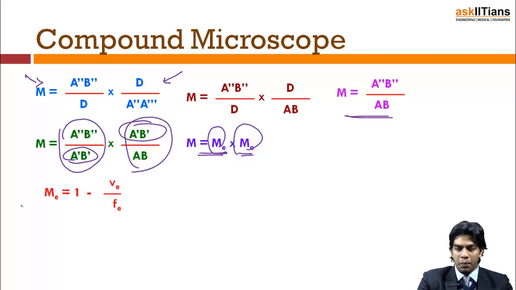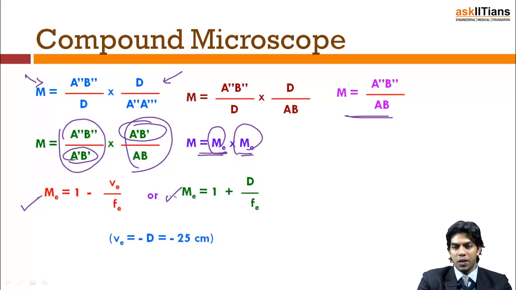So ME is 1 minus VE by FE. It's quite simple, we can easily procure it. And ME is also equal to 1 plus D by FE. Remember what is D? D was shown in the diagram. So VE equals minus D equals minus 25 centimeter, the least distance of distinct vision.